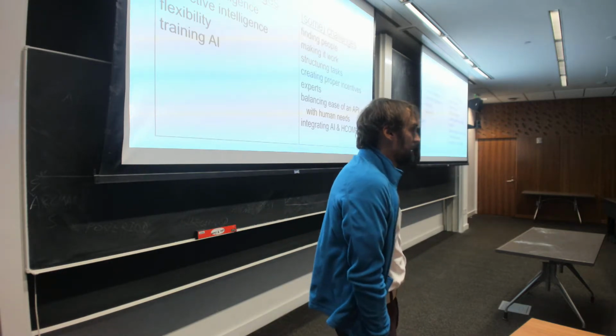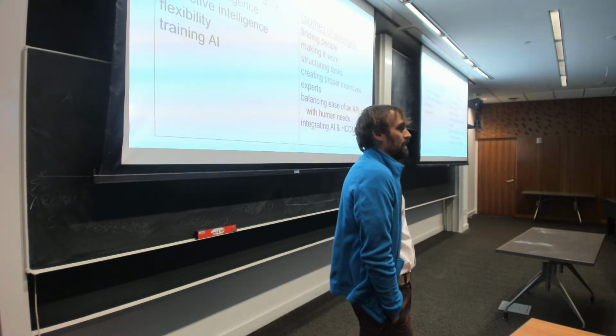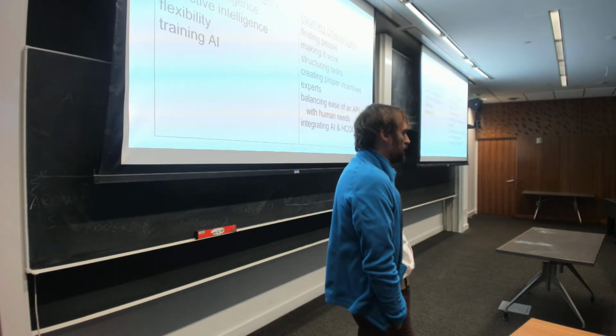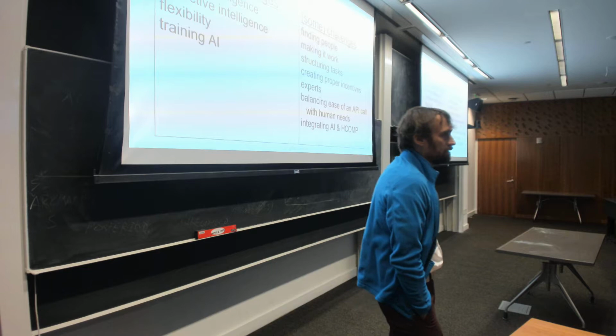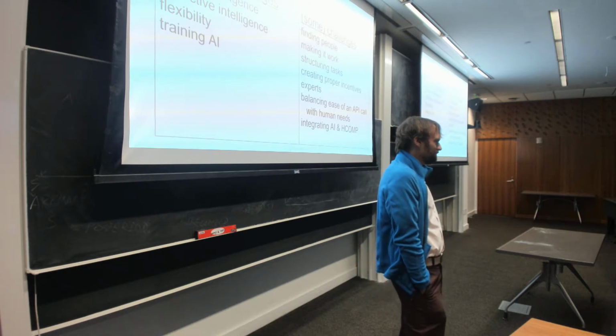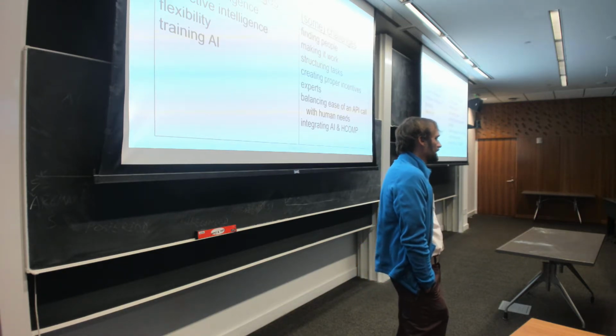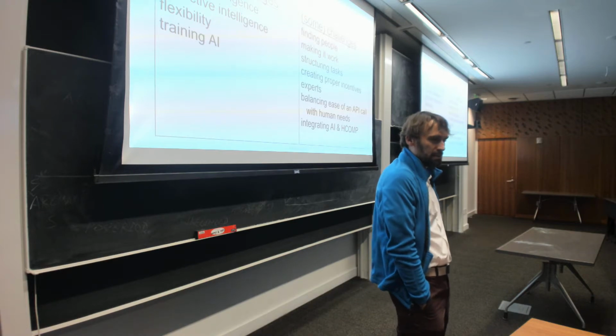So how do we find people? How do we actually make this sort of thing work? How do you incorporate the people's input? How do we structure tasks? How do we create proper incentives for people? How do we think about expertise? Do we need expertise? Do we have to find expertise in our crowd?